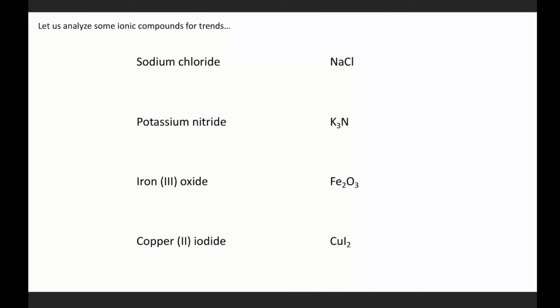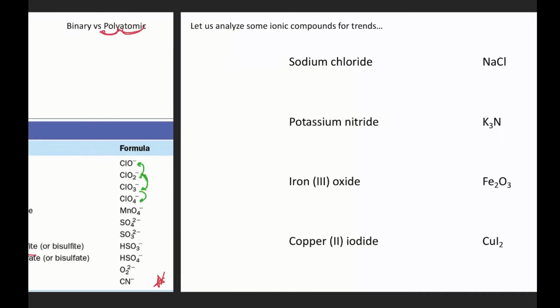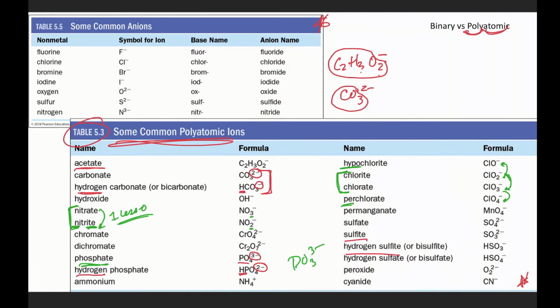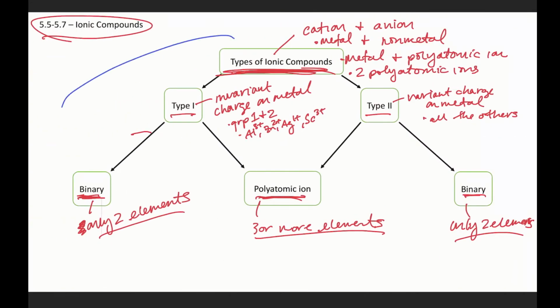Hello, Honors Chemistry, and welcome to Chapter 5, Sections 5.5 through 5.7, where we work on naming and writing formulas for ionic compounds. Previously we talked about how to identify them.